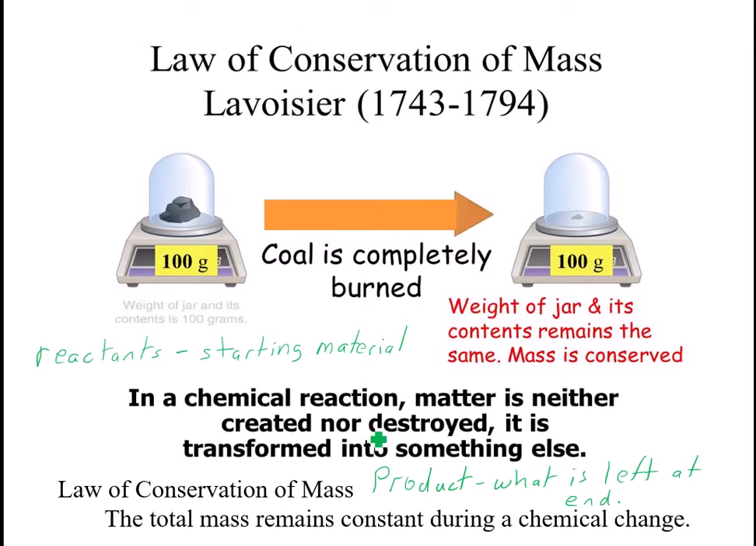If anybody likes to cook, another way to think about this would be that the ingredients that you start with are your reactants. The food that you eat after preparation would be considered to be the product. And so basically what we're saying is that the mass of the reactants must equal the mass of the products at the end of the reaction.